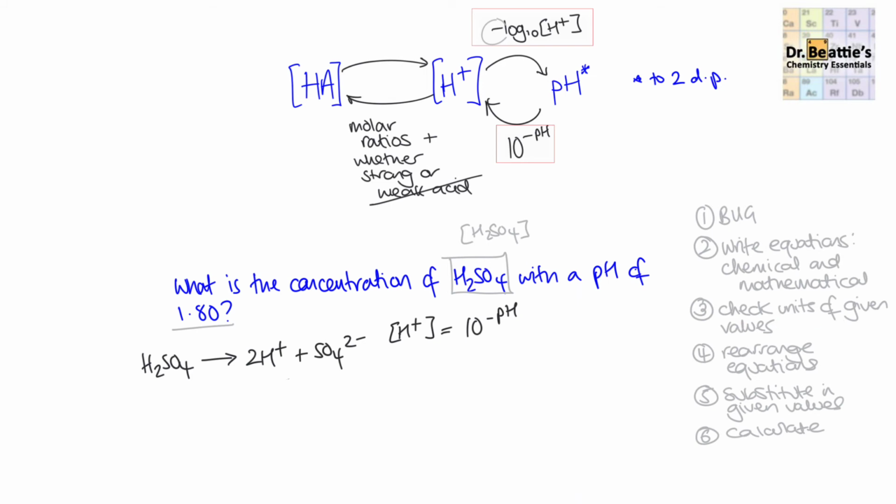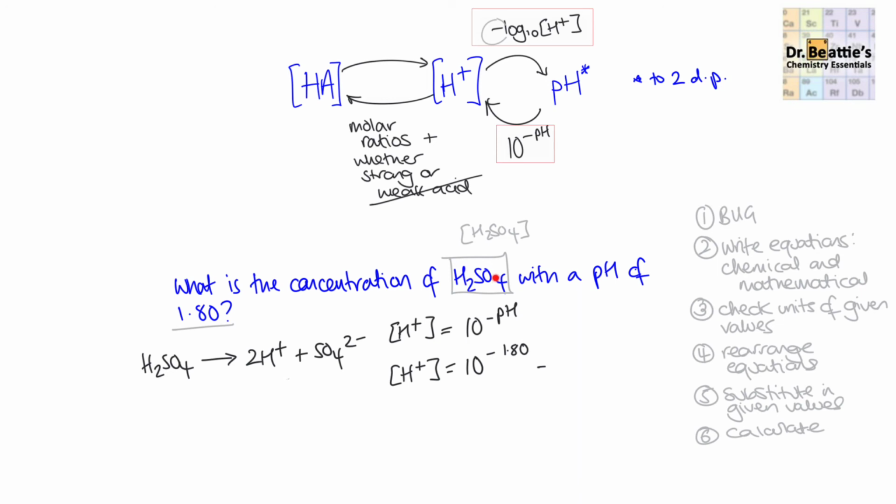The next step is to check units of any given values. Well, pH is unitless, so we're absolutely fine here. Rearrange equations. This would only apply if you only learnt one of these. Obviously, to do the reverse of minus log, it's to the power of 10, but we're going to learn both of them, so we don't need to do that. And substitute in the given values. So first of all, we've been given 1.80, so let's work out the concentration of H+. So we're just going to substitute that in, and then work out that the concentration of H+ is 0.016 moles per decimeter cubed. Again, this is only the concentration of H+.